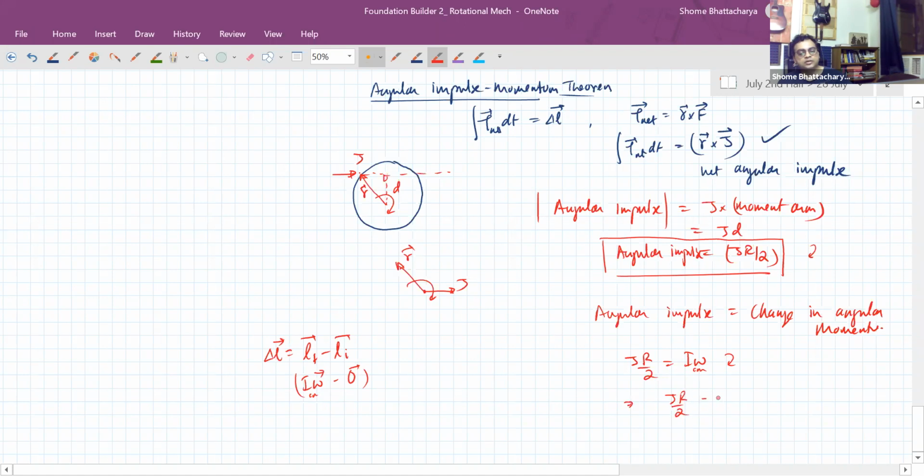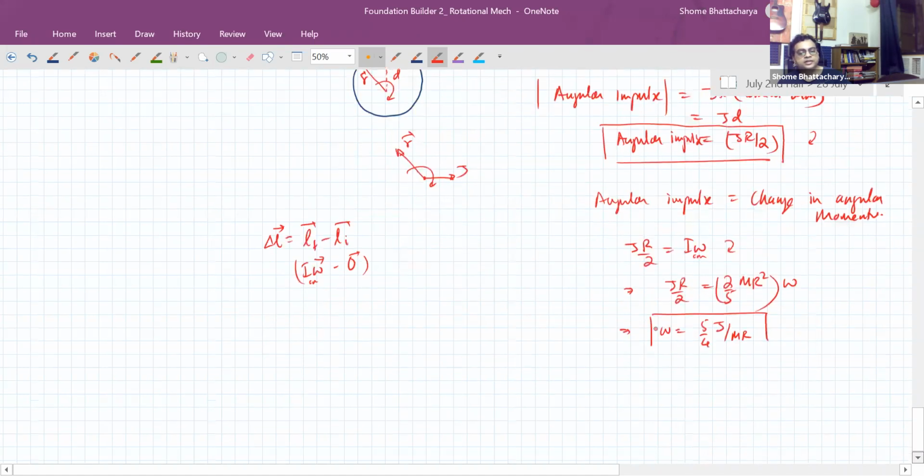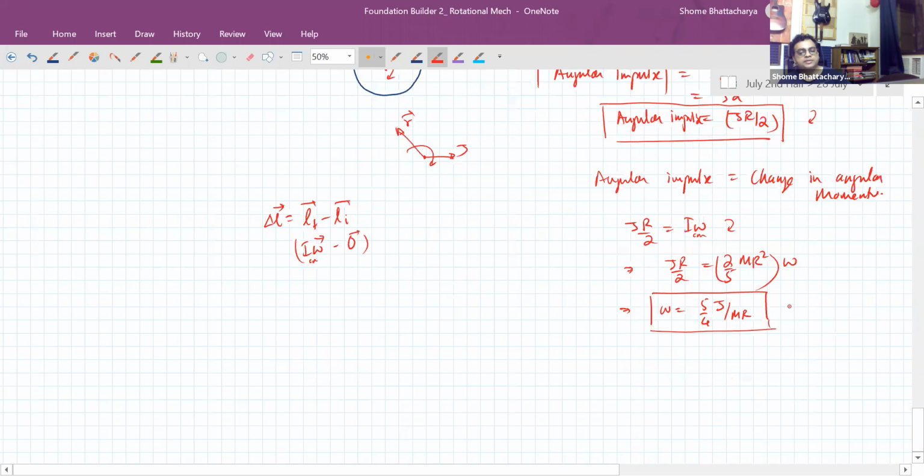So J R by 2 will now, for a solid sphere, you should remember that 2 by 5 M R squared is the value of moment of inertia. So from this we'll get the value of omega as 5 by 4 J upon M R. We calculate its magnitude also in radians per second. But parametrically it's like this and it will be clockwise. Okay.